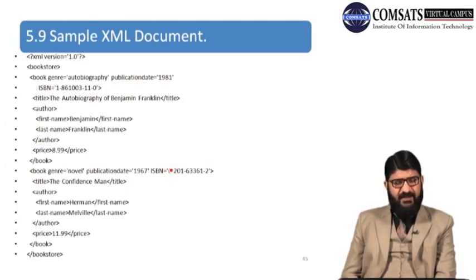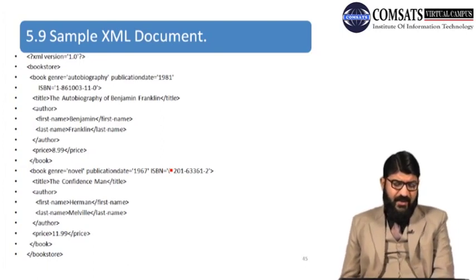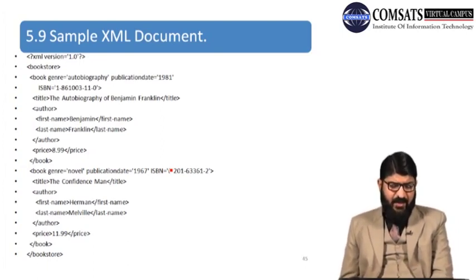So this is a sample XML document, in which the XML version is mentioned, the bookstore tag is given, and then all the information is written over here. You can see that the book genre is mentioned, then ISBN, the title tag, the author, the price, and then the book tag is closed. The next book tag is started, the author is given with first name and last name, and then the price is given, and the book tag is closed and bookstore is closed.